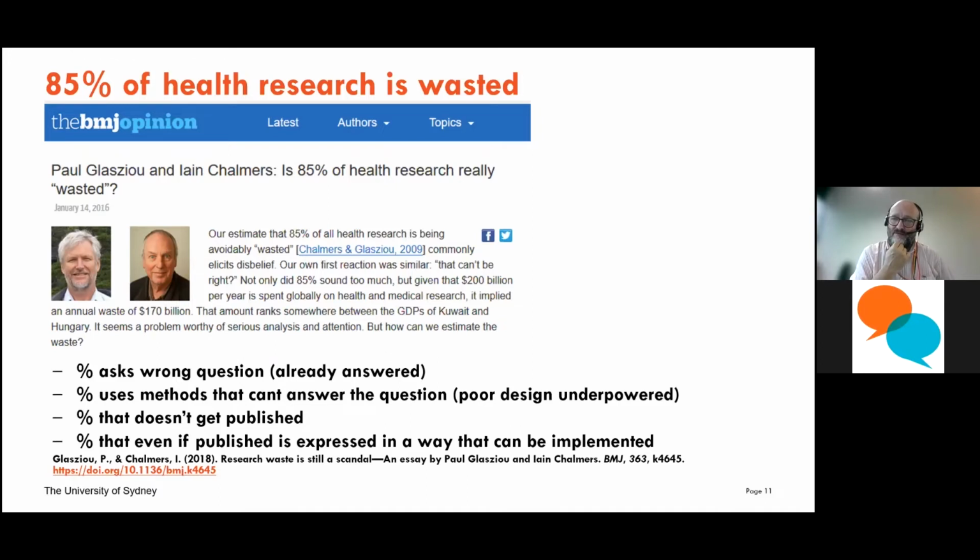There's a significant proportion of research that asks the wrong question, perhaps because it's already been answered. There's a significant proportion of research that uses methods that don't actually come up with an answer. So the design is poor. The study is underpowered. Even though resources were spent, it wasn't likely to be a definitive result. There's a whole lot of research that gets done and no one ever sees it. The results aren't known, so the practical implications can never be acted upon. And one of the things that Paul particularly has emphasized is that even when research is published, it's expressed in a way that no one knows what to practically do with it. So I think that's really telling for why we need to make sure that we're asking the right question.